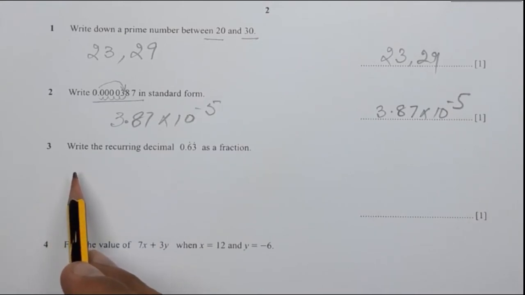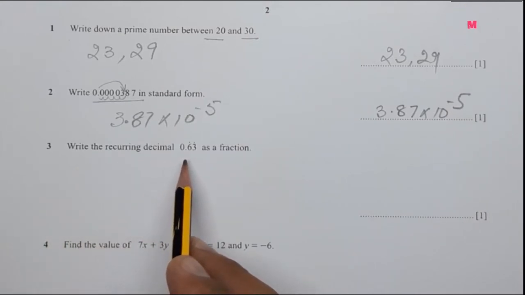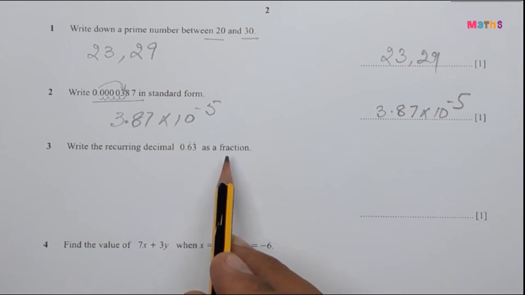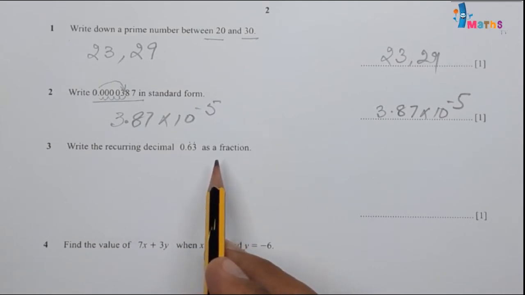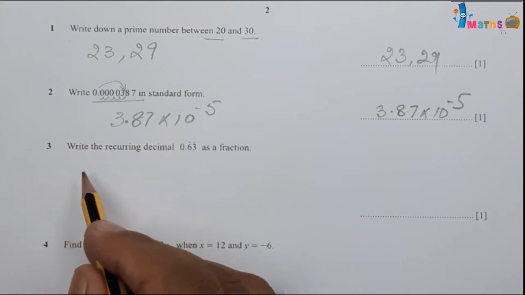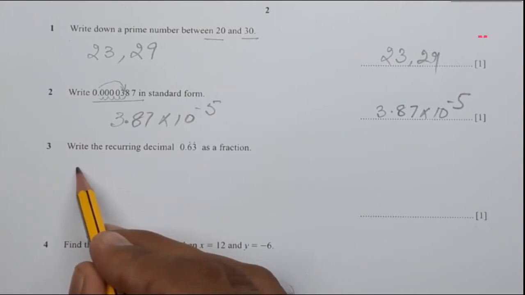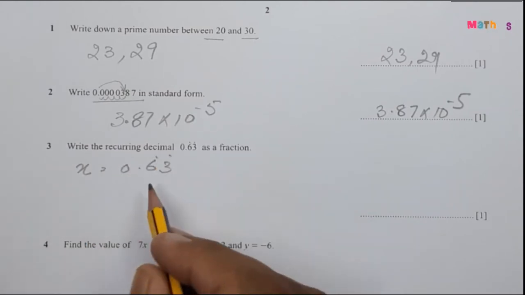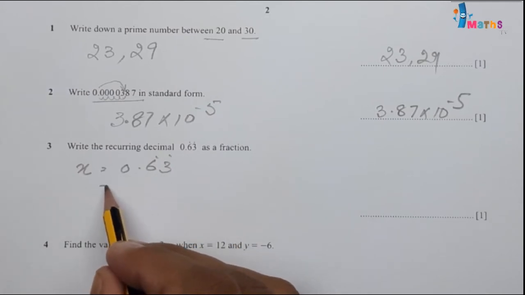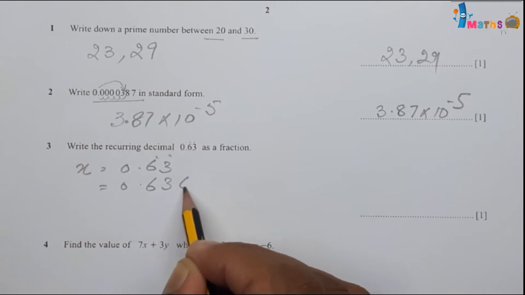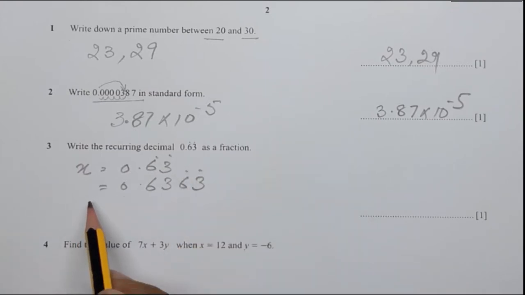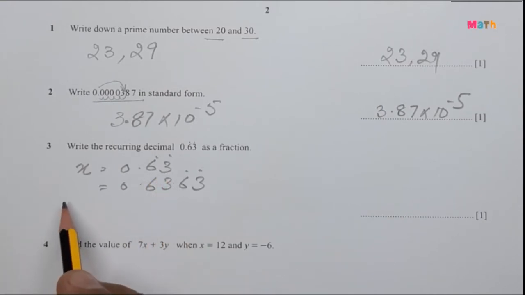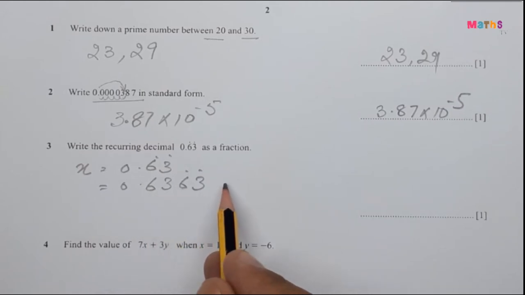Now question number 3, write the recurring decimal 0.6363, where 63 is recurring, as a fraction. So we can write x is equal to 0.63 recurring, and we can write it as 0.6363, this one recurring. And now we have to shift this two decimal places to the right, so we can multiply it with 100.